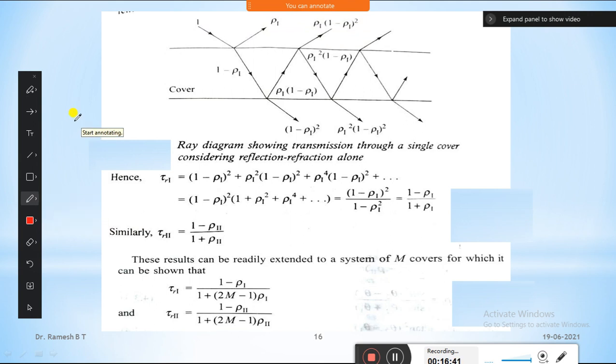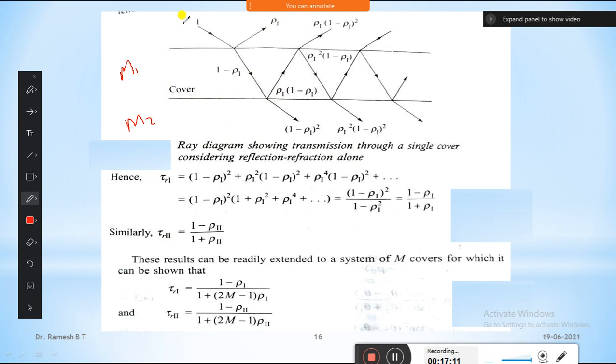See here, I is the intensity of the light, and this is cover 1 and cover 2. Cover 1 is glass, media 1, and this is media 2. If only media 1 is there, we use only one cover, then there is only one interface. If you use 2, we get 2 interfaces. If you use 3, you will get 3 interfaces, like this. Here we are using cover 1 and cover 2, media 1 and media 2.